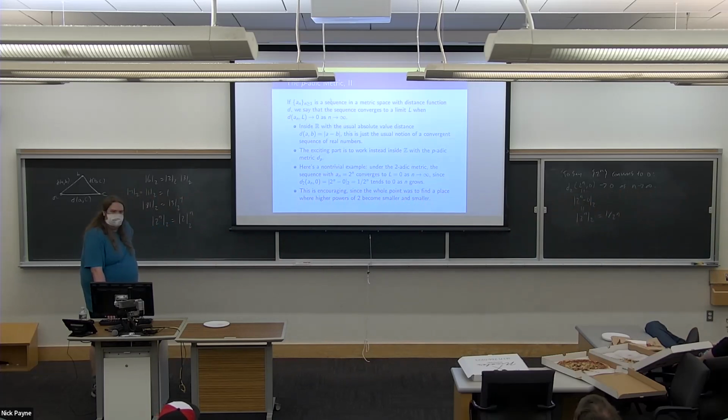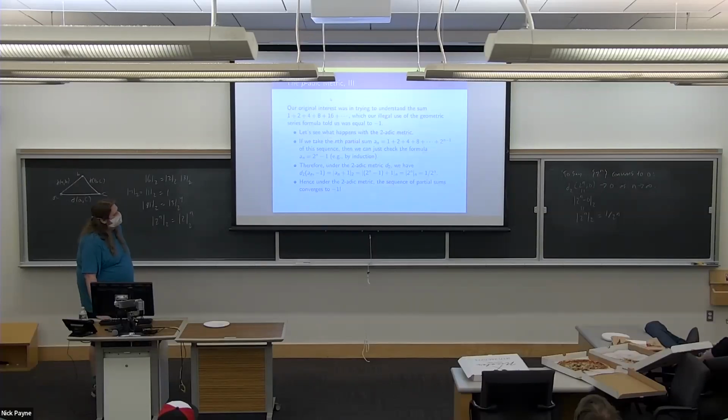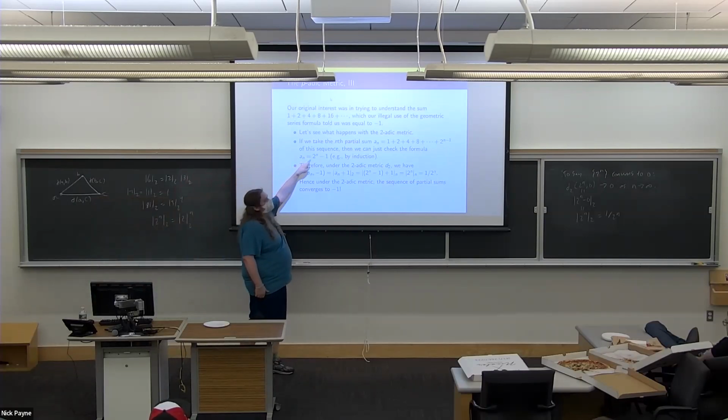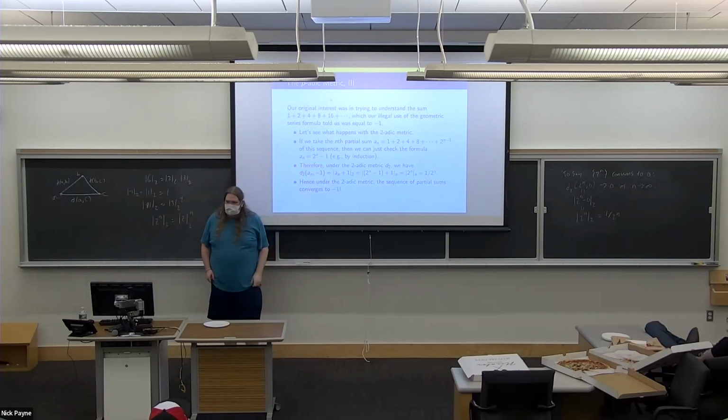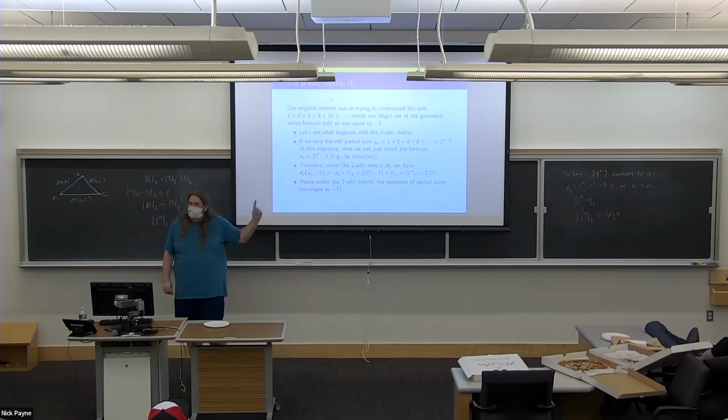Okay, so it gets better though. Because not only do the powers of 2 converge to 0, I can even add them all up. Because what I wanted to do is 1 plus 2 plus 4 plus 8 plus 16, and that's supposed to be equal to -1. So if I'm really bold, maybe I just take the partial sums of that, and maybe that just converges to -1. Right? That's what that should mean.